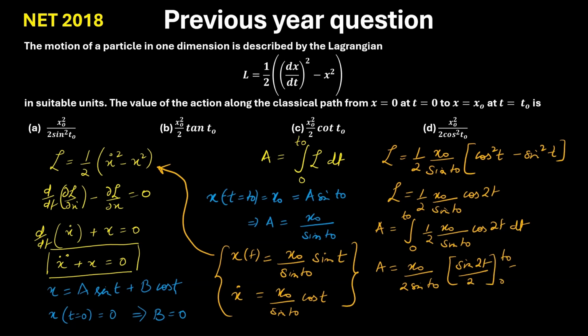So this gives x naught by 2 sine t naught into sine of 2t naught divided by 2. So what can I do? I can express the sine 2t naught as 2 sine t naught and cos t naught. So sine will cancel out.